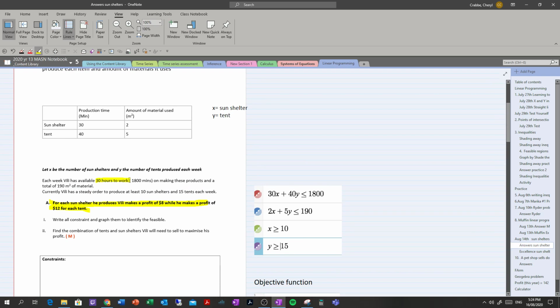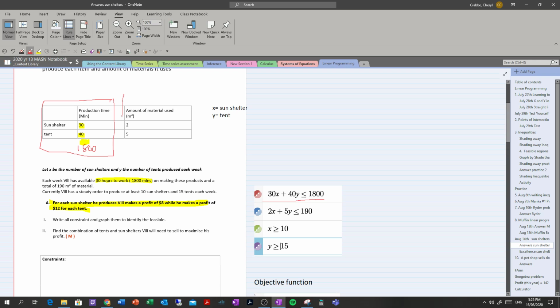So we have to find all the constraints. So we've got 30 hours to work, or 1,800 minutes. Now maybe there's a reason why they put this in minutes. Let's take a look. Production time. It takes 30 minutes to produce a sun shelter and 40 minutes to produce a tent. And he has a maximum of 30 hours to work each week. That's the maximum, or 1,800 minutes. So he can't exceed that 1,800 minutes. That's his max. So this is my constraint around time: 30x plus 40y cannot exceed 1,800, and the units have to be consistent, so everything's in minutes.